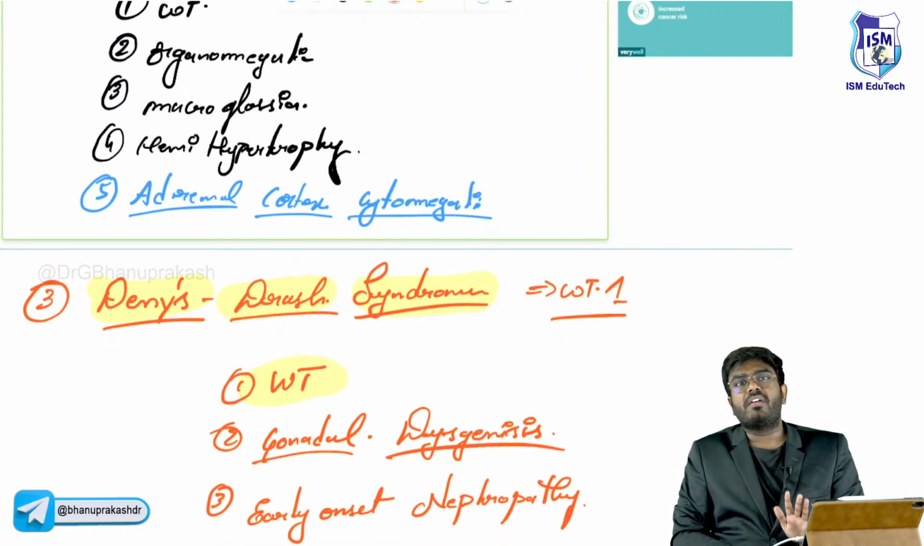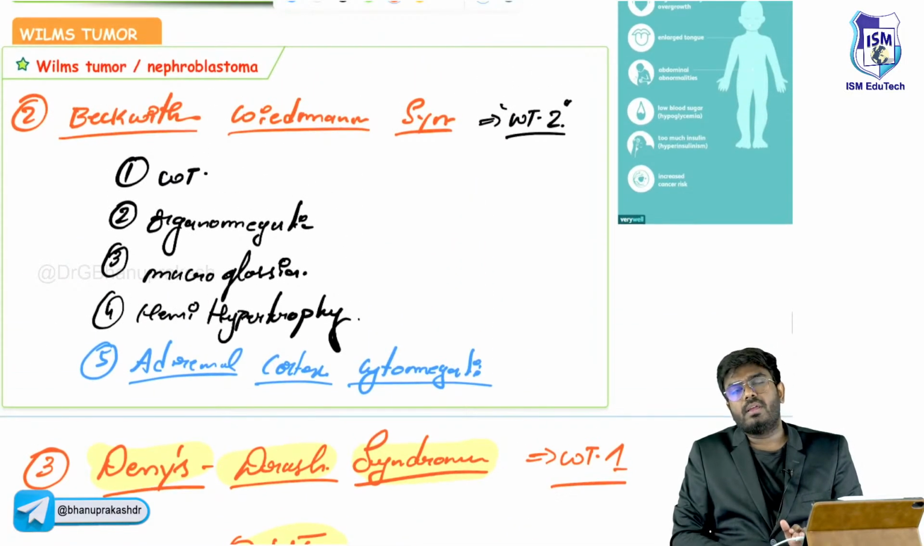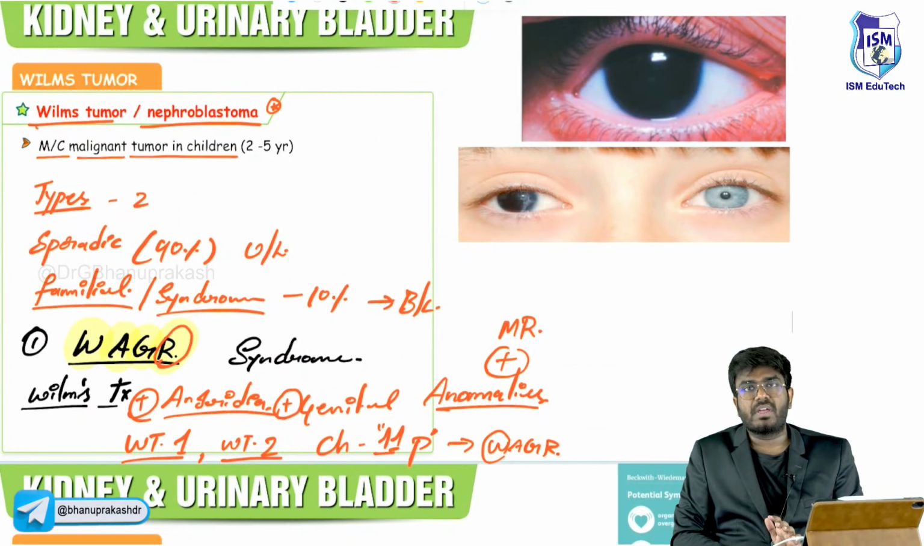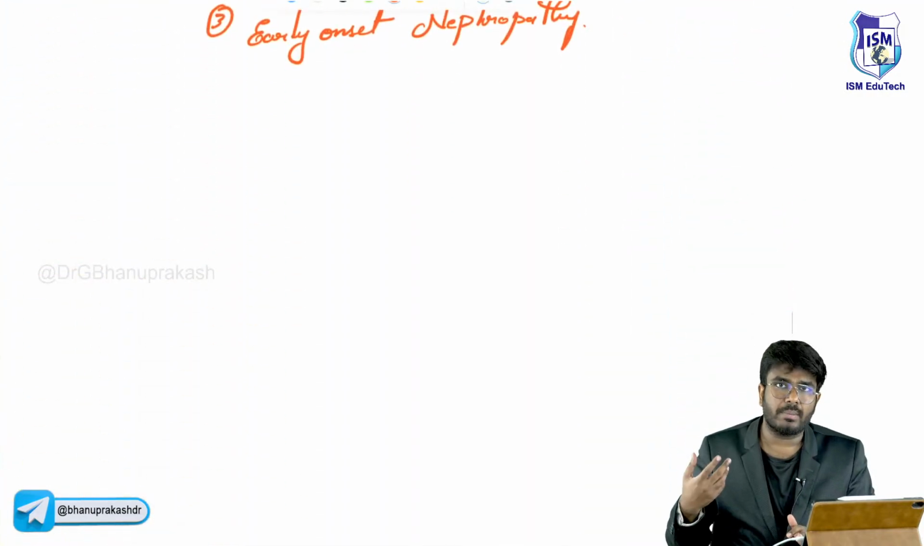Now my question to you, which condition is associated with organomegaly? Beckwith-Wiedemann. Which condition is associated with hemihypertrophy? Beckwith-Wiedemann. Which condition is associated with gonadal dysgenesis? Denys-Drash. Which condition is associated with aniridia? WAGR syndrome. Okay, so this is how the questions can be asked in your exam.